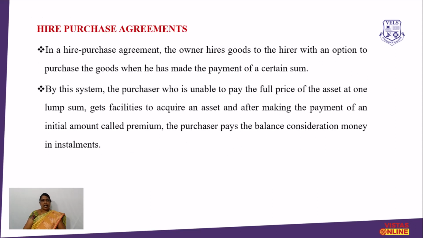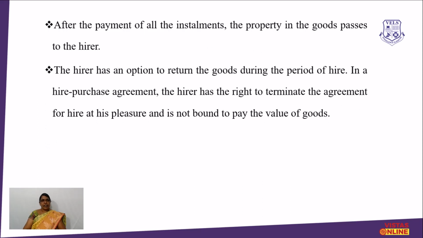Next, we can see the hire purchase agreement. In a hire purchase agreement, the owner hires goods to the hirer with an option to purchase the goods when they make the payment of a certain sum. Under this system, the purchaser who is unable to pay the full price of the asset in one lump sum is facilitated to acquire an asset after making the payment of an initial amount called premium. The purchaser pays the balance consideration money in installments. After the payment of all the installments, the property in the goods passes to the hirer.